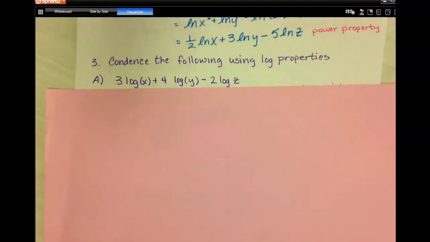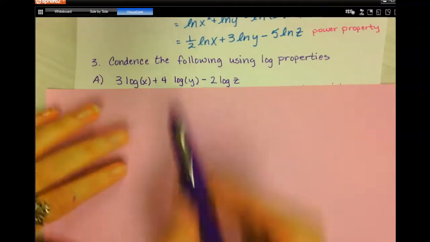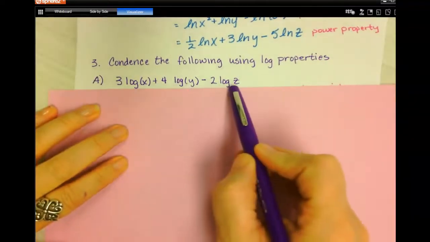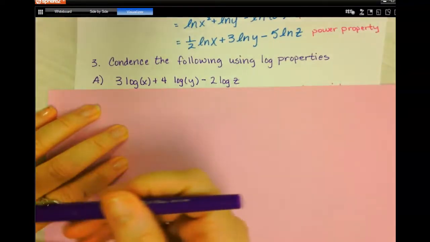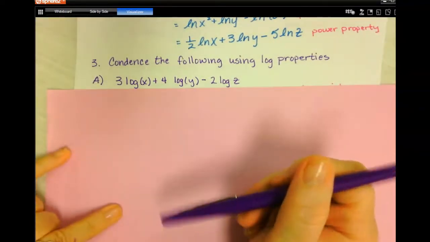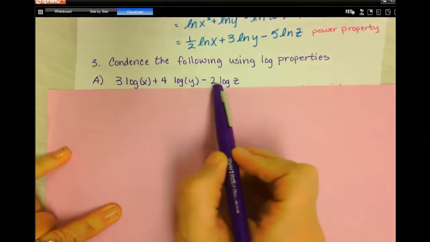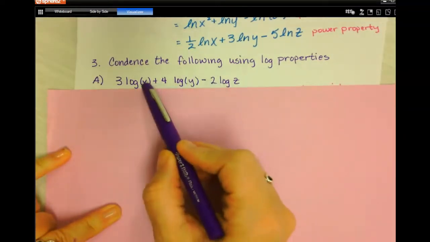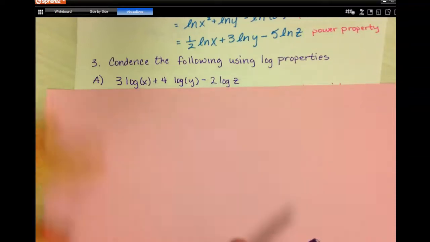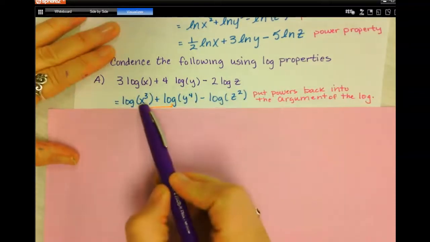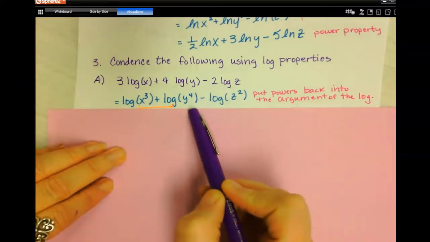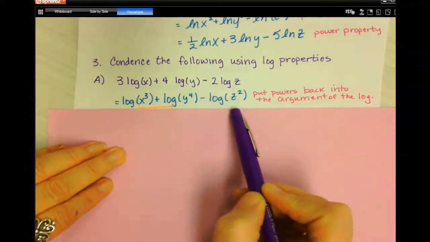The last set of problems are condensing. So this means now I have them all out in the multiple pieces, and I want to bring that back down to a single log term. So the first thing I want to do is bump all these powers back up where they belong, so they're back in the argument with the base that they originally started from. So I get log x cubed, log y to the 4th, log z squared.